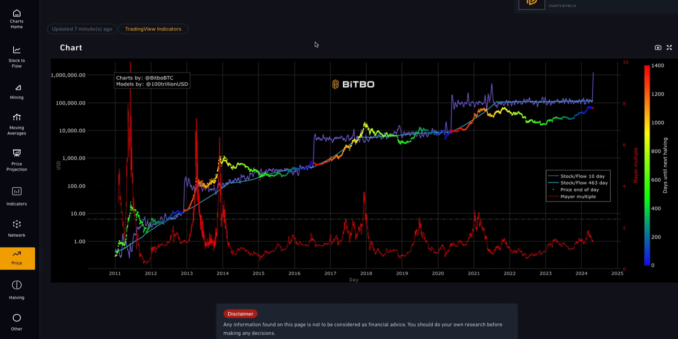Today we're going to stick to one tool, one metric called the Mayer multiple, and it's going to help us understand what happens at cycle tops, cycle bottoms, and we're going to get a better understanding of the metric on its own and how to use it.